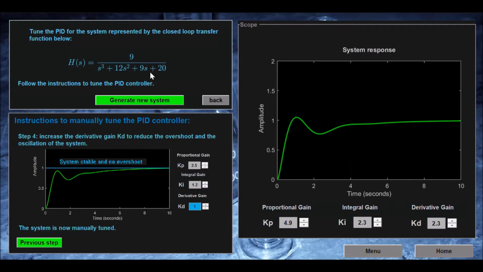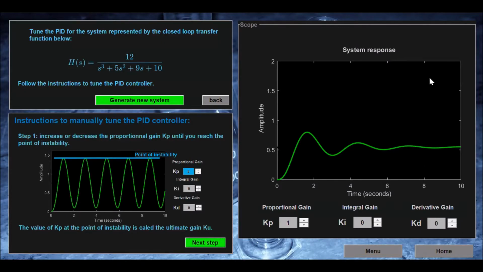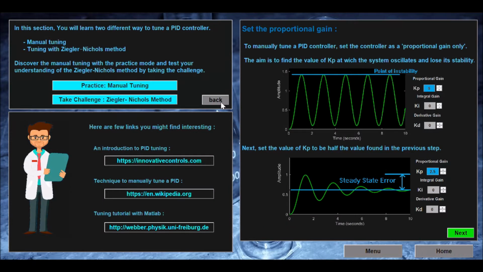The user can practice a bit more on the simulation using a new system by clicking on the Generate a New System push button. Each time the system is different.